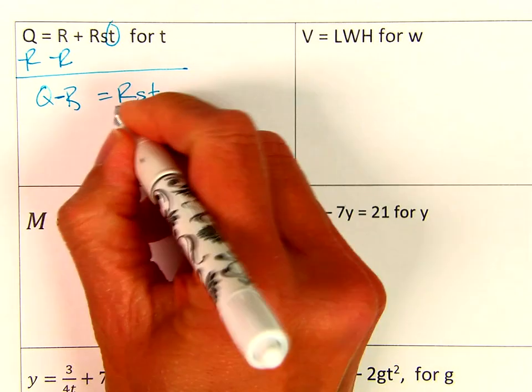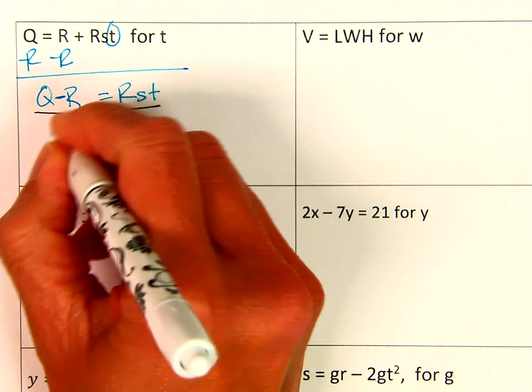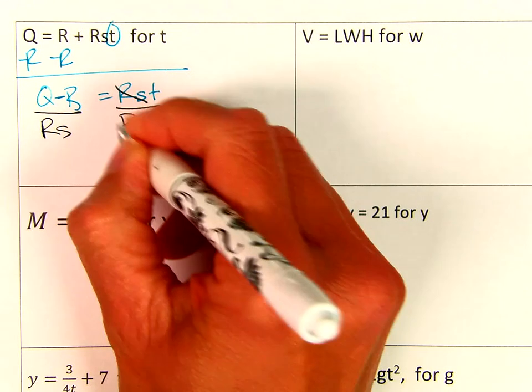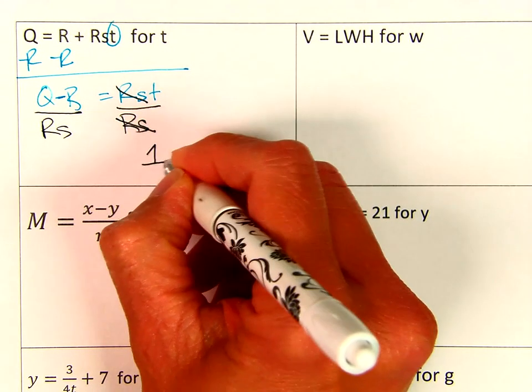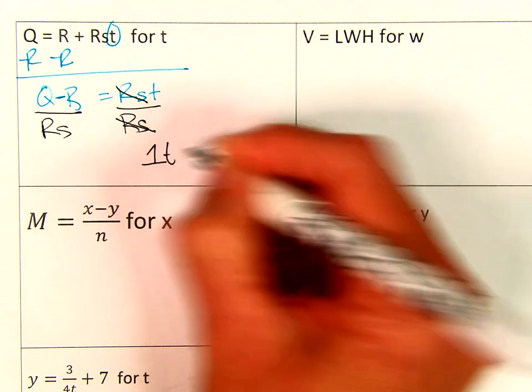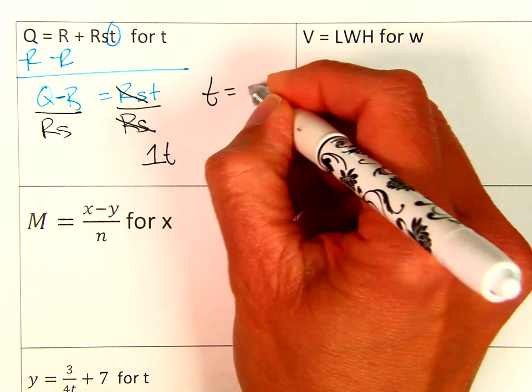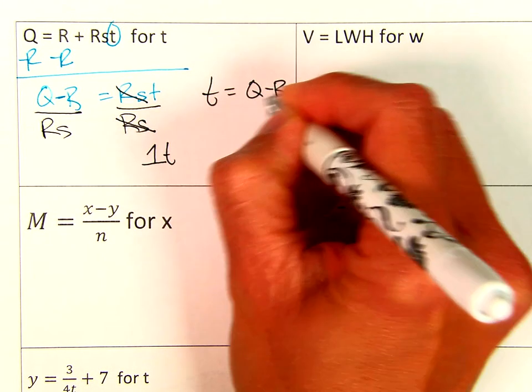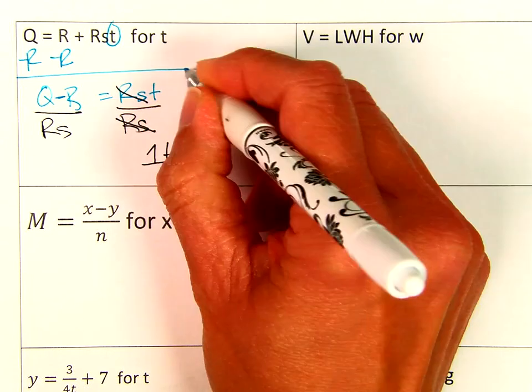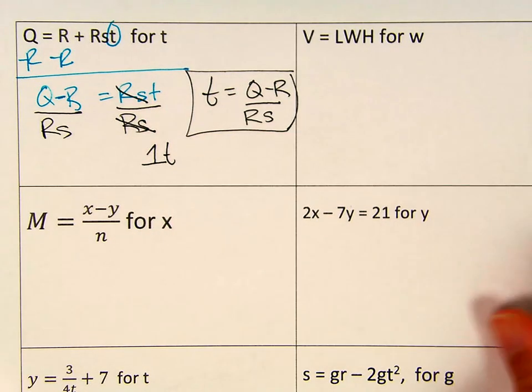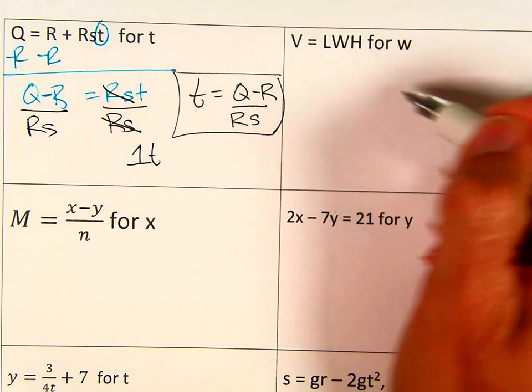So now I have Q minus R equals RST. Then, to get T alone, I just divide by what it was being multiplied by. The reason for that is I want 1T, and that's how I get my 1T. Although we don't write 1T, we just write T. And then our answer would just be like this. All right, this one's pretty straightforward.